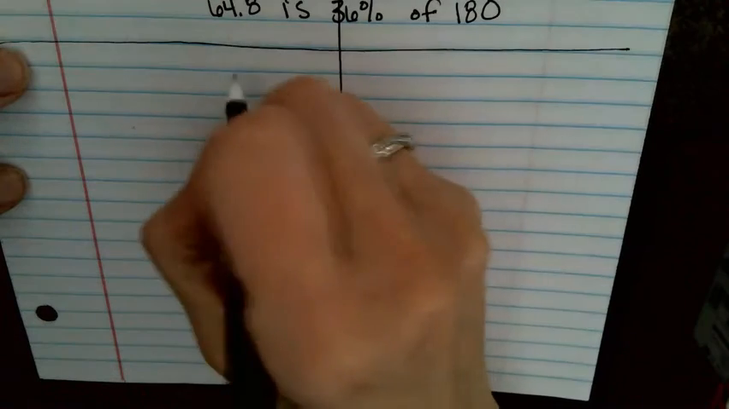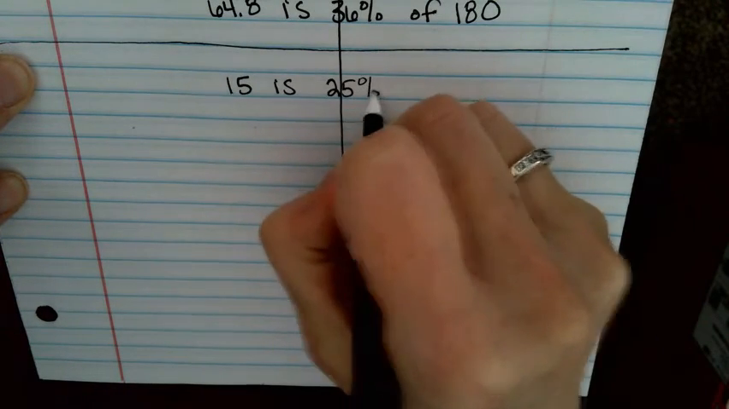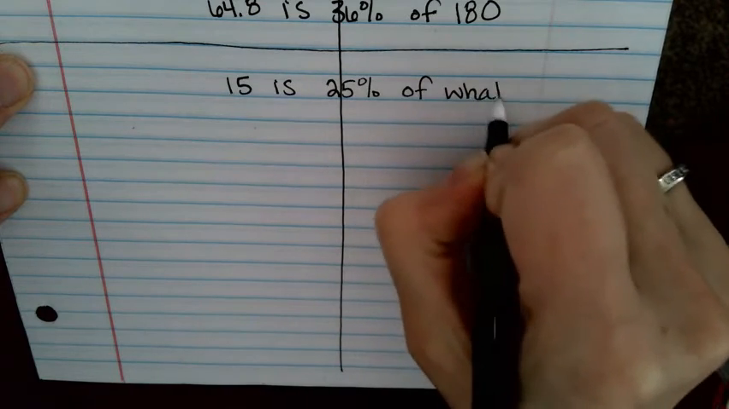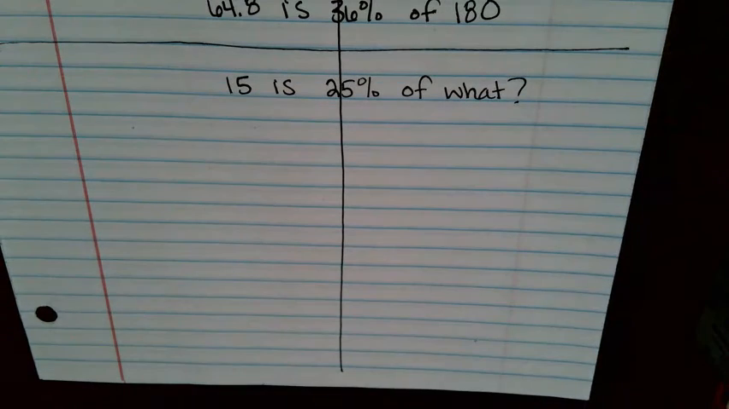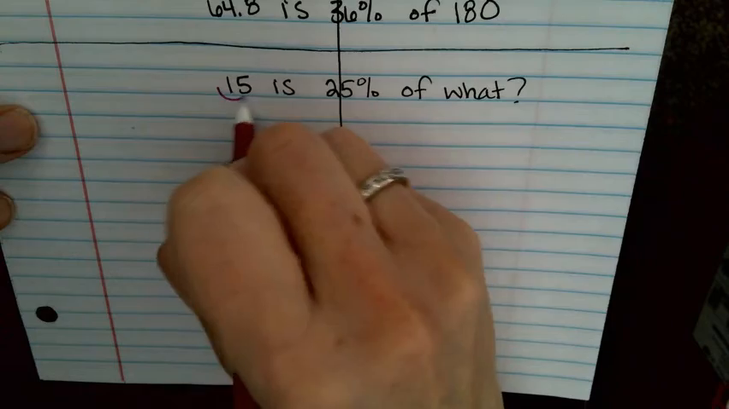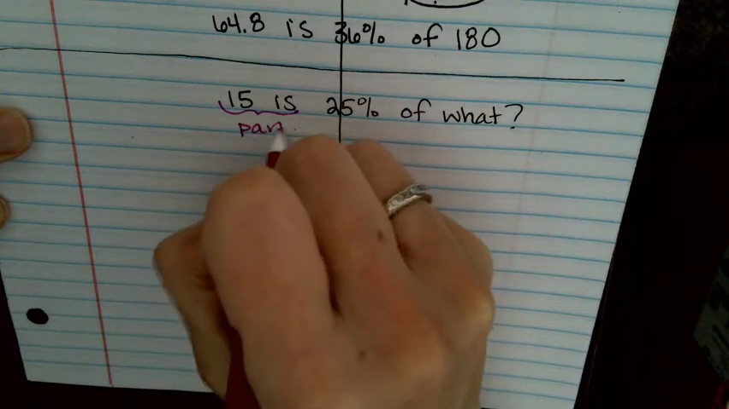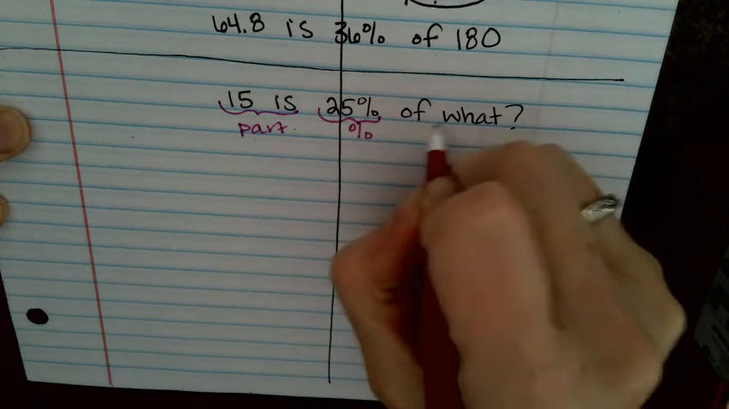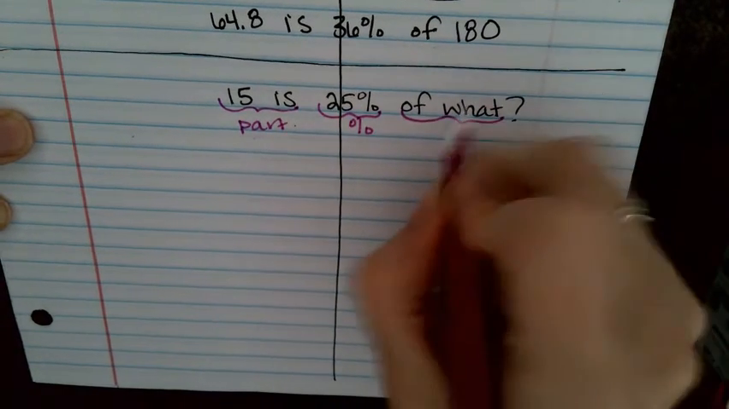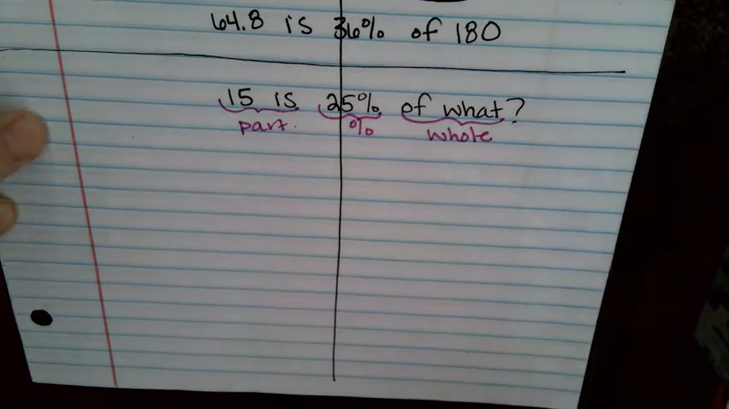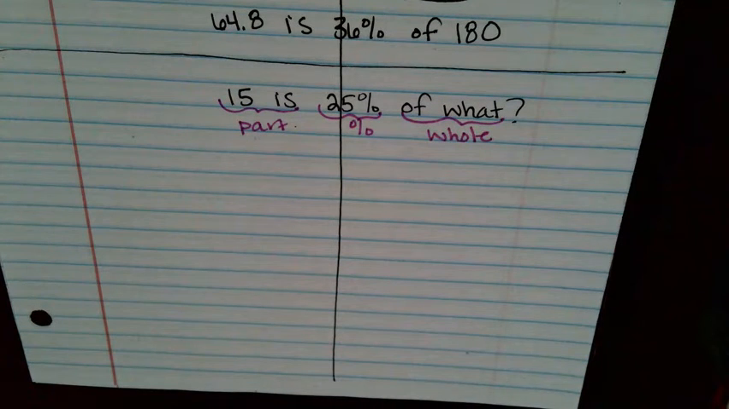Now we're going to move down here on our table just a bit. This time we're going to answer a different type of question. We're going to say 15 is 25% of what? When I break this up, 15 is, I have the part, 25%, I've got the percent. What I don't have is the whole amount. I don't know what I started with. I don't know what I'm finding 25% of, right?